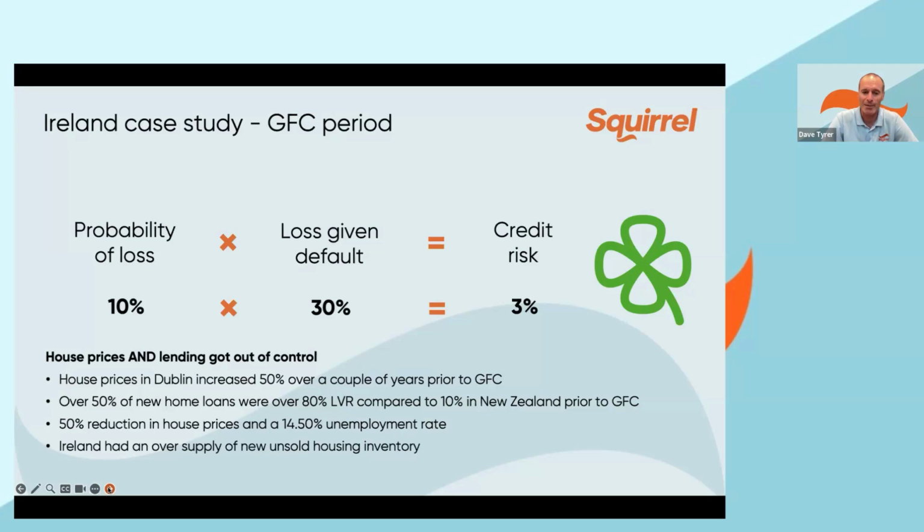Then we saw a 50% reduction in house prices and an unemployment rate that went to 14.5%. Okay, so a highly severe recession with some lending that you might consider pretty high risk on a loan to value ratio basis. And on top of that, Ireland had been building a heap of new houses. So they had a whole lot of stock on the market, not unlike what we have in the market here in New Zealand right now, where there's lots of housing supply or lots of new houses on the market waiting to be sold.